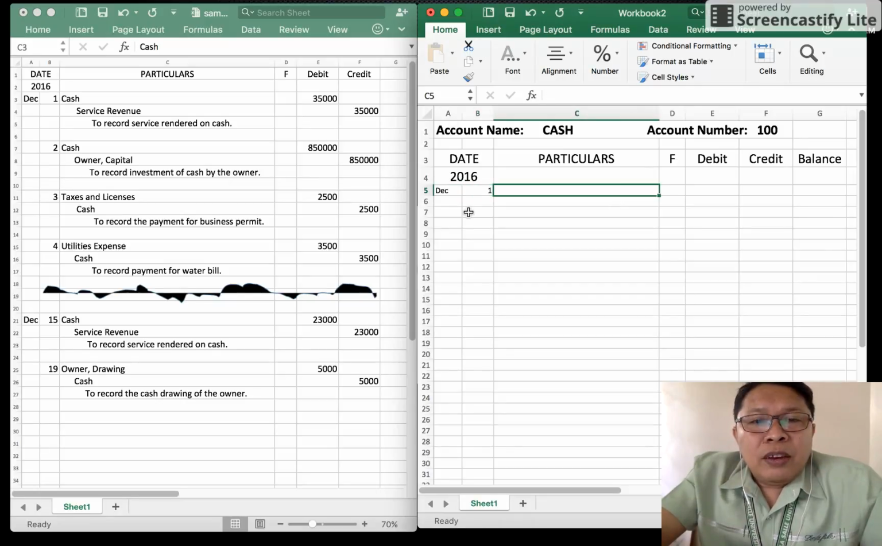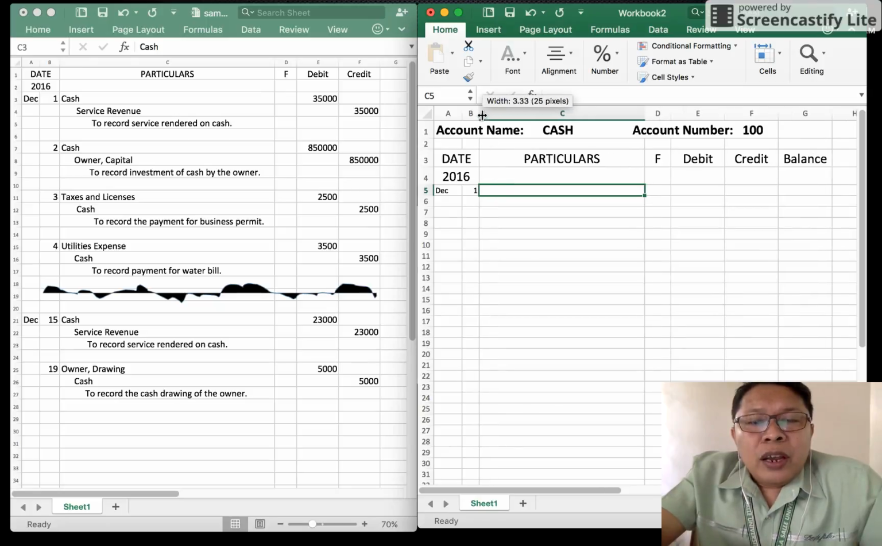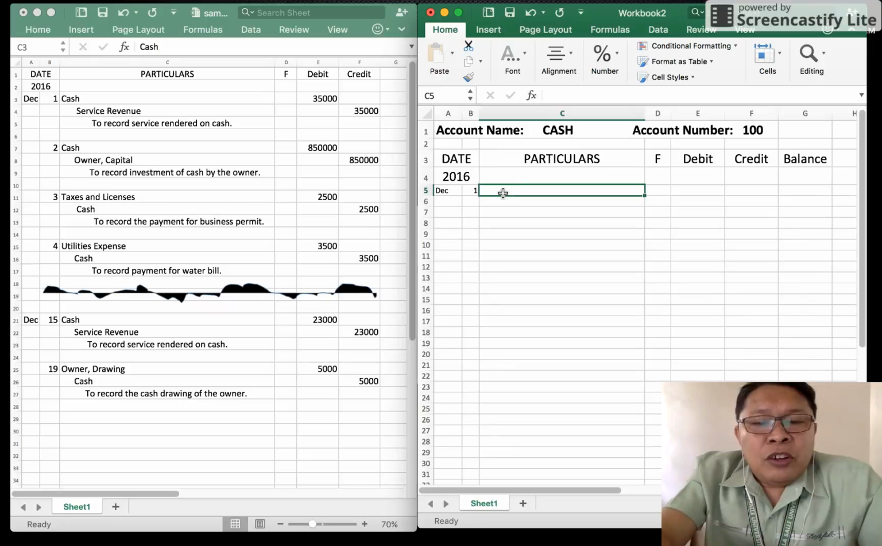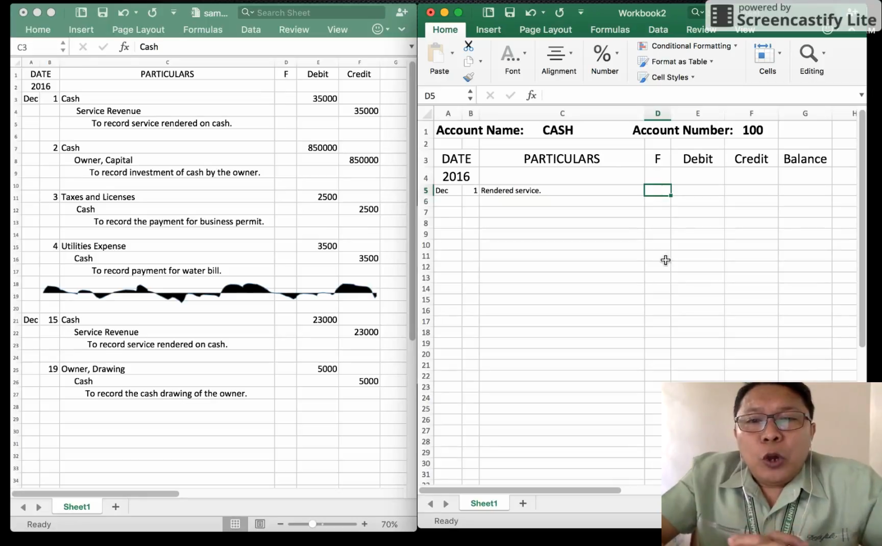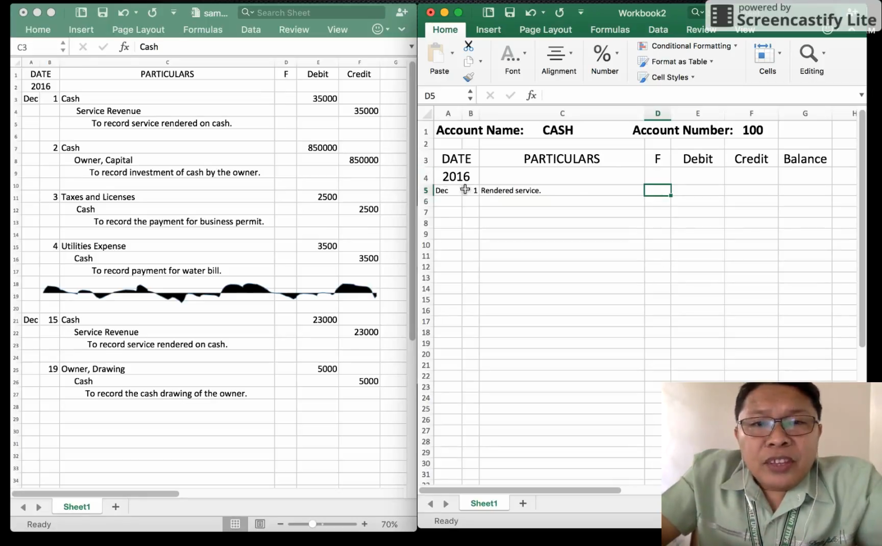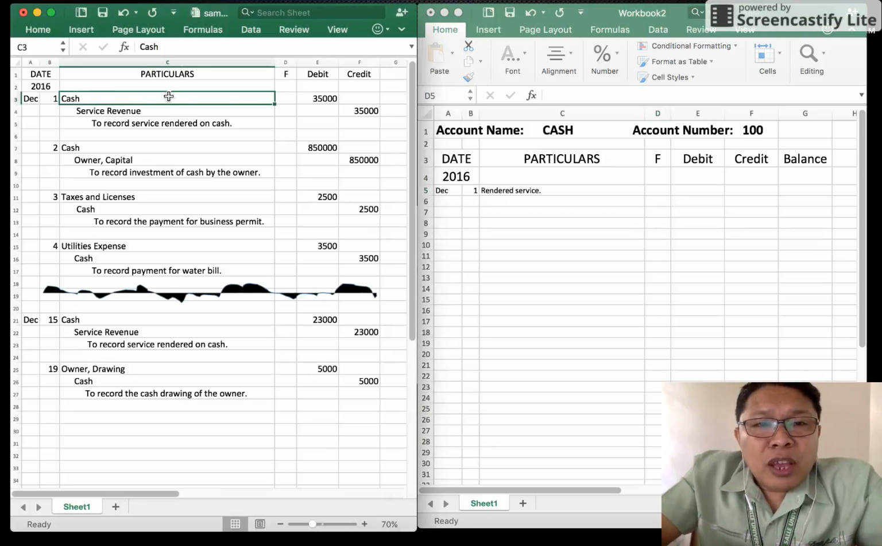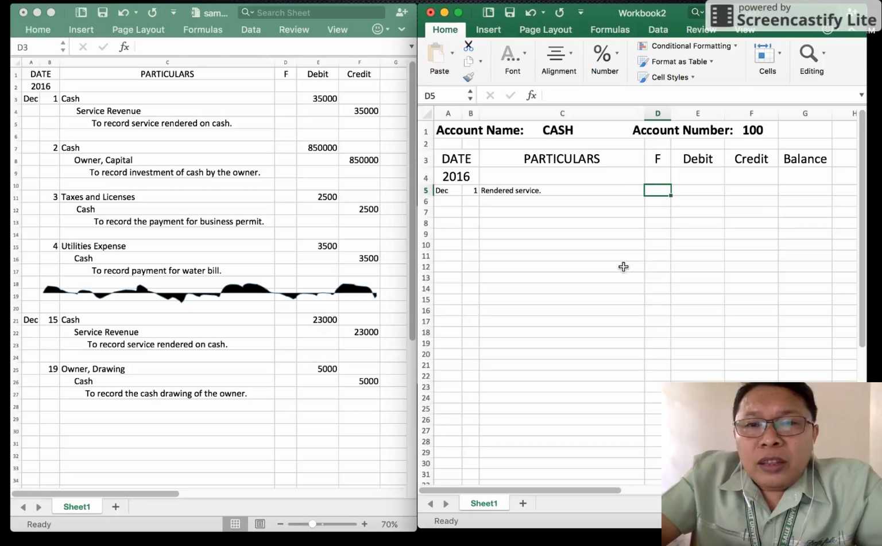We have to write here, it happens on December 1. And the reason why we receive cash is because we rendered service on cash. So we write on the particular rendered service. Okay, so this time we'll be using the folio of reference. We know that this entry was taken from page 1 of the general journal, and therefore in the folio of reference, you have to write GJ1. That GJ1 pertains to your general journal page 1.